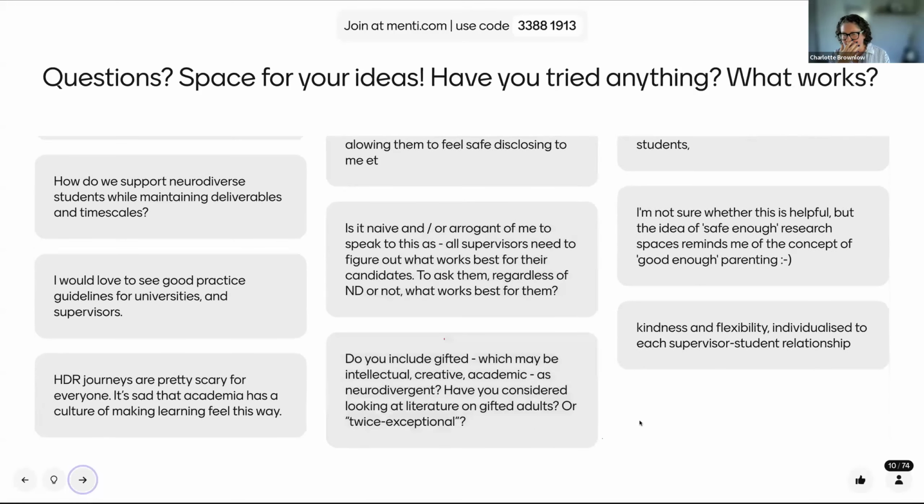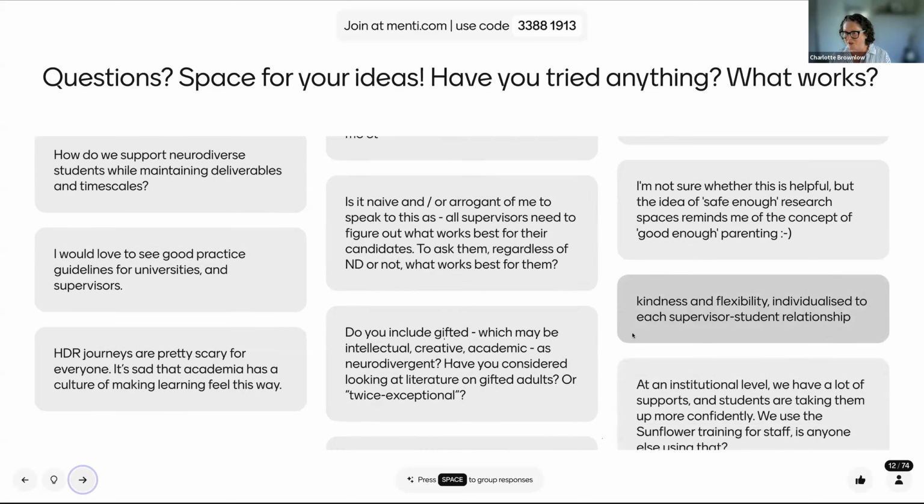I'm loving seeing the comments coming in, and that idea of safe enough research spaces, I completely agree. It does remind me of that concept of good enough parenting. And I hear, particularly from the autistic community, that safe enough areas is the best that they can hope for. So I think it's a really important idea. And I think also the comment there that HDR journeys are pretty scary for everyone is true, and we can do better for everyone. So there's a lot of work we can do in making it a safe enough space, and particularly an inclusive space, for all students.